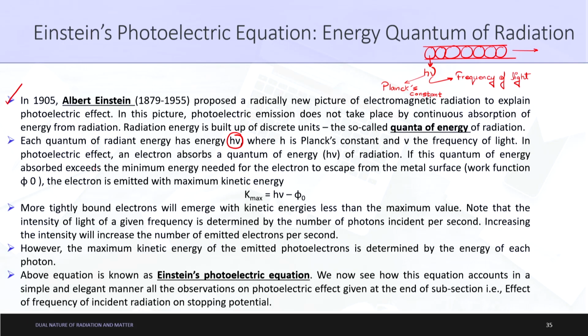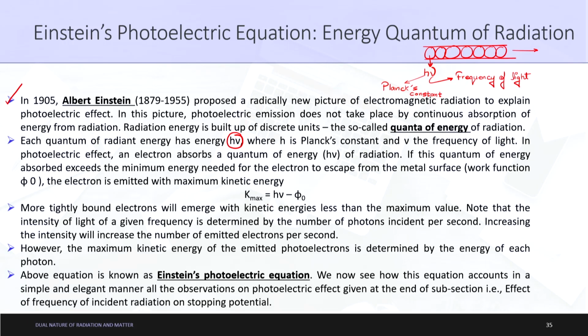In the photoelectric effect, an electron absorbs a quantum of energy h nu of radiation. If this quantum of energy absorbed exceeds the minimum energy needed for the electron to escape from the metal surface, which is called the work function, which you already understood in the starting lecture, I suppose, work function phi naught, the electron is emitted with maximum kinetic energy K max, which is equal to h nu minus phi naught.